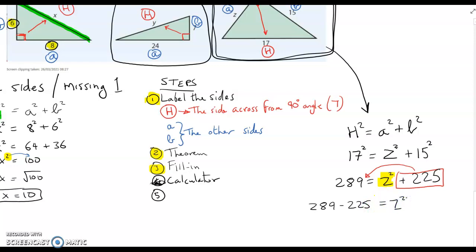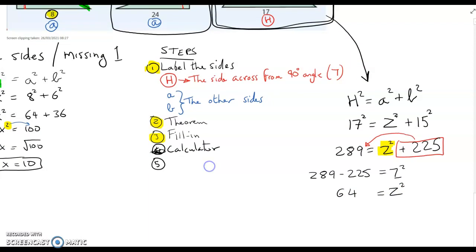And the z squared stays where it is. Now 289 minus 225 is 64. So 64 is z squared. And then just like before, on the other question, we don't want to know what z squared is. So we need to move that power of 2 over. And when you move a power of 2 over, it becomes a square root on the other side. And of course, the square root of 64 is 8. So we found what z is.